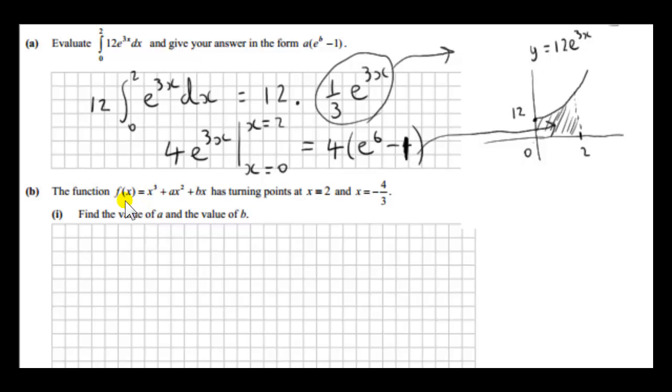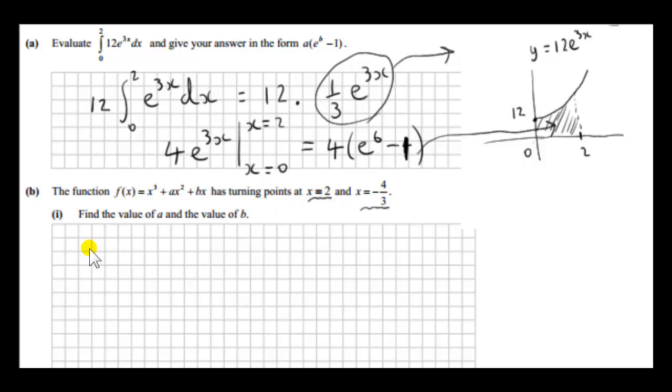Okay, here we have a cubic function, but a and b are missing. However, we are given that this function has turning points at x equals 2 and x equals minus 4/3. So apparently that is enough information to find out what a and b are. If there's a turning point at x equals 2, it means that the curve is neither increasing nor decreasing at x equals 2. In other words, the slope of the curve is 0, or the slope of the tangent to the curve at x equals 2 is 0.